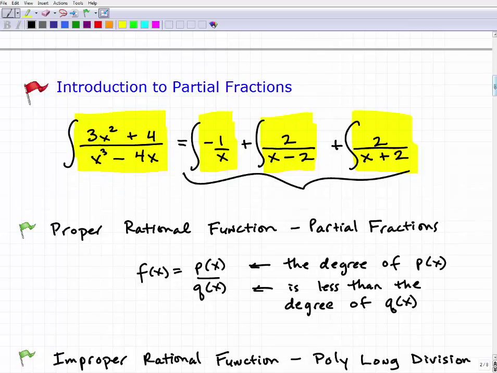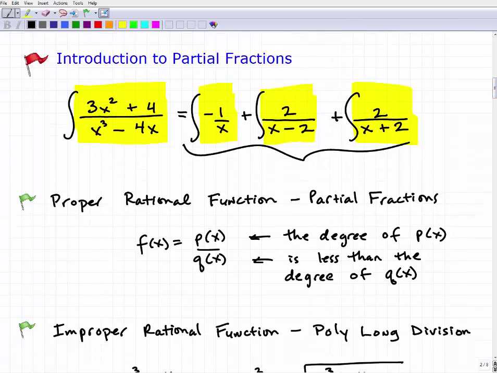Now, a few things here. The first is we're going to be focusing on proper rational functions. That's what we're going to be doing partial fractions with, a proper rational function. Just like a proper fraction, like say 2/3, this is a proper fraction because the denominator is bigger than the numerator. This is an improper fraction because the numerator is bigger than the denominator.